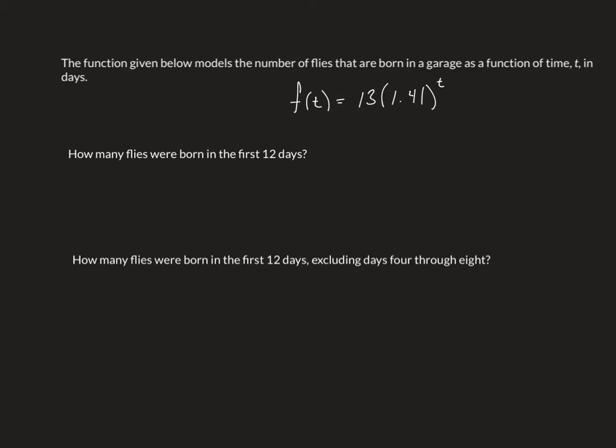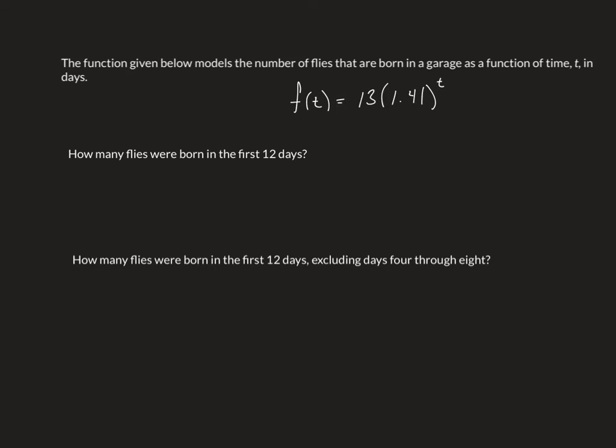All right, the last step of today's lesson is we're given a function, and it serves a purpose. It says that this function models the number of flies that are born in a garage as a function of time t, which is in days. So it looks like this is some sort of exponential growth function. And if I plug in a 1, that'll tell me how many flies were born on day 1. If I plug in a 15, it'll tell me how many flies were born on day 15. So the question is, how many flies were born in the first 12 days?